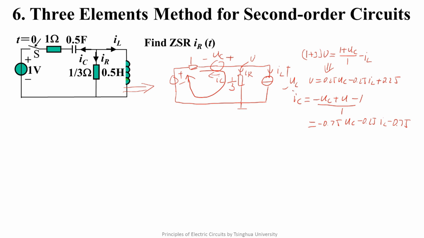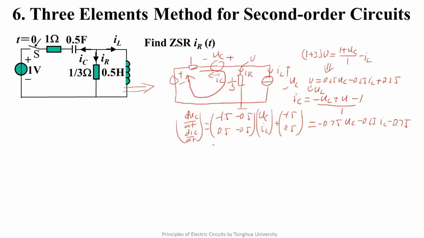It's relatively easy for UL because UL equals U in the circuit. So we complete the listing of the state equation. Specifically, it is like this. In addition, we might as well write the output equation with the output variable IR. For the identified U, IR equals 3U.